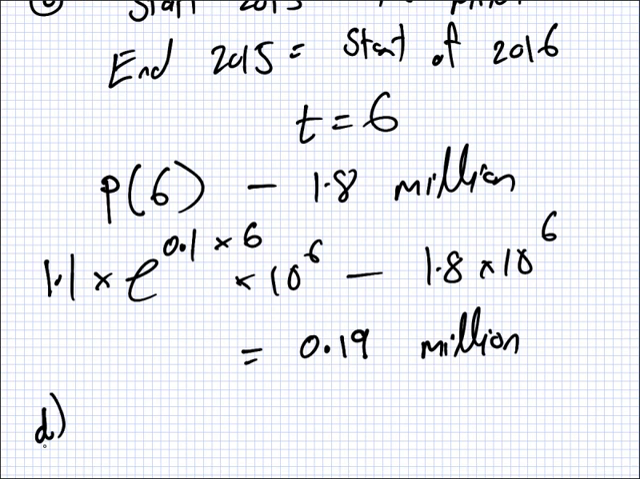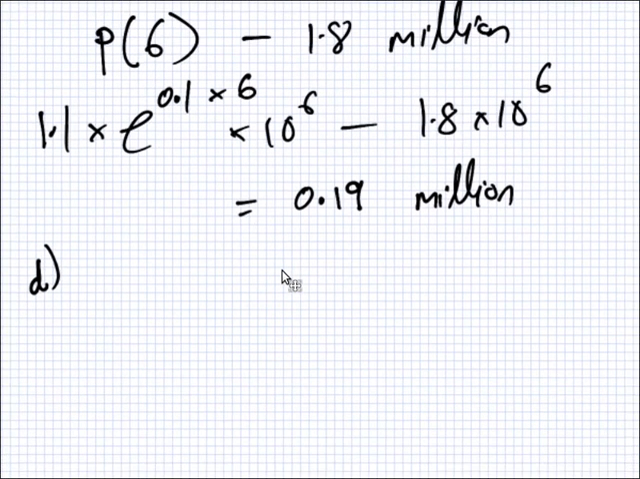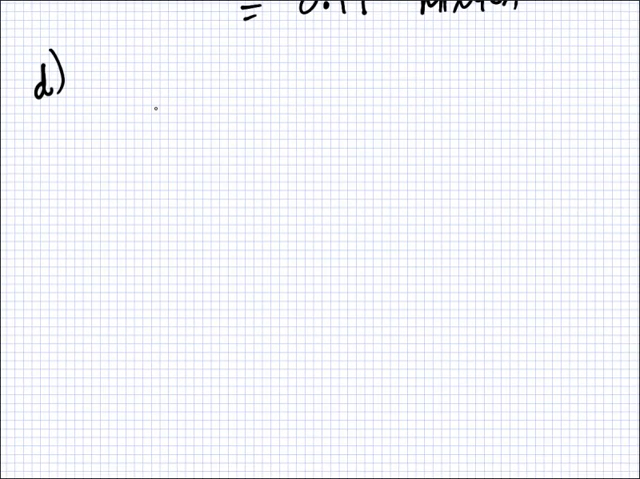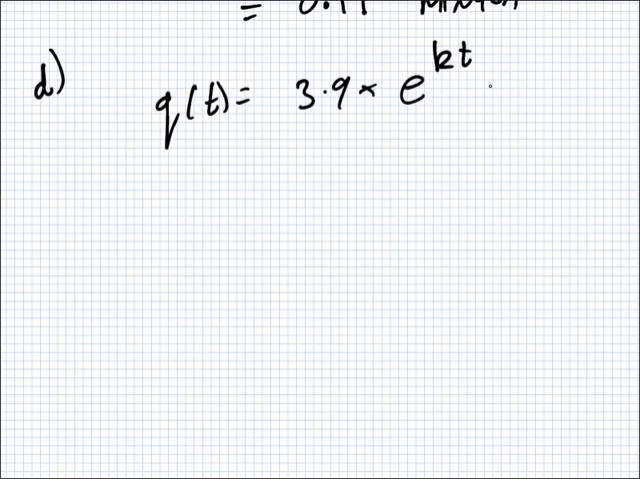D. The predicted population in Avalon is 3.7 million. Write down and solve an equation in K. So for D here, you have Q(T) equals 3.9 times e^(kt) times 10^6. And you were given the population in 2011. So what's the T? T is 1.